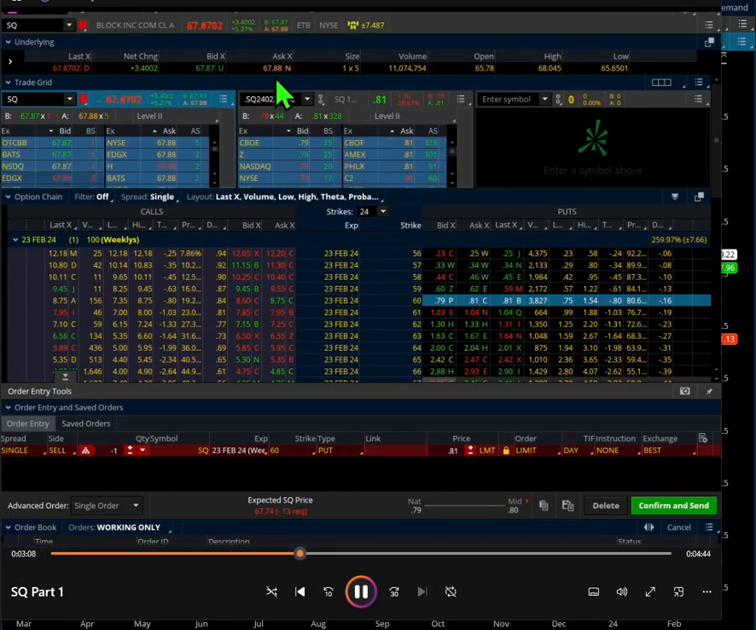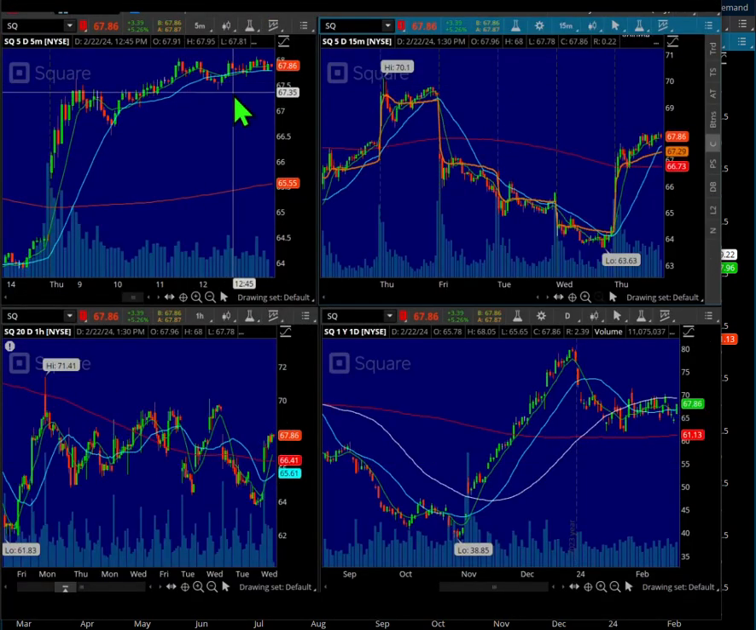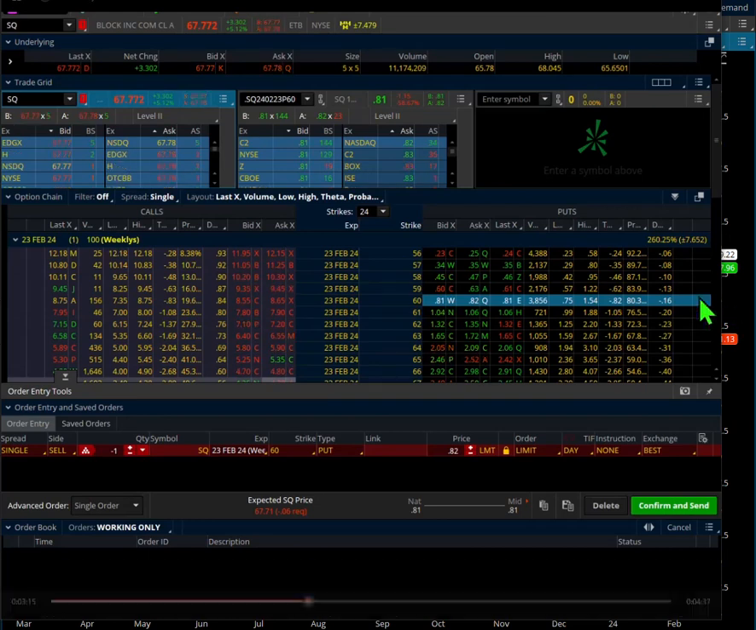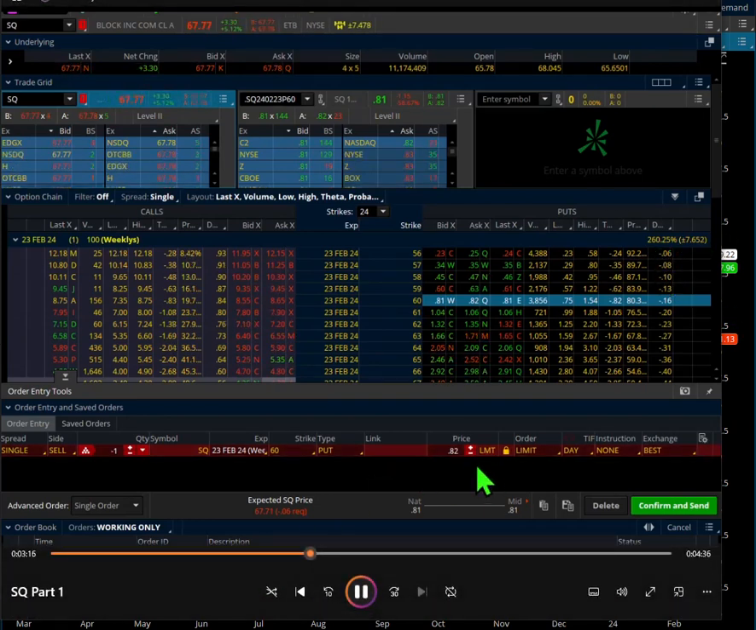I'm looking at the level 2 now, and I checked the IV again. We may have passed that. The IV had crept up. There the IV is around 260. So we'll fast forward a little bit here.